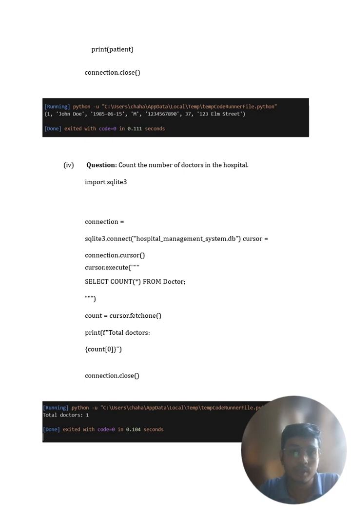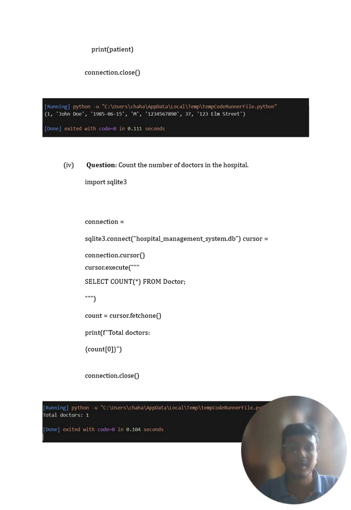So it will display John Doe, the employee with patient ID 1, along with their date of birth, age, and mobile number, which is 37. So it has displayed. Now move to question number 4, where I have to count the number of doctors in the hospital, like how many doctors there are.